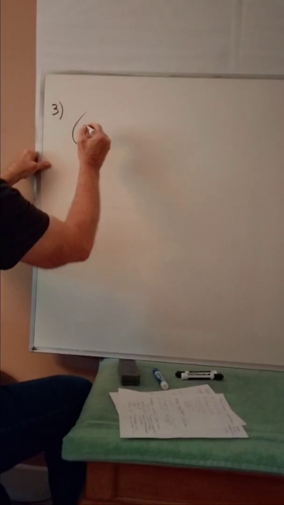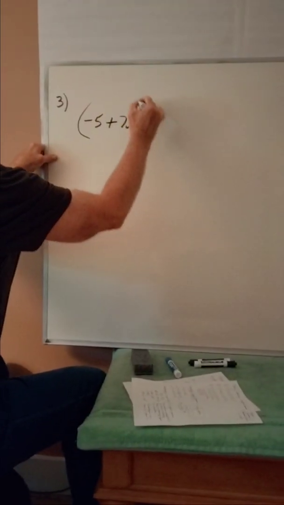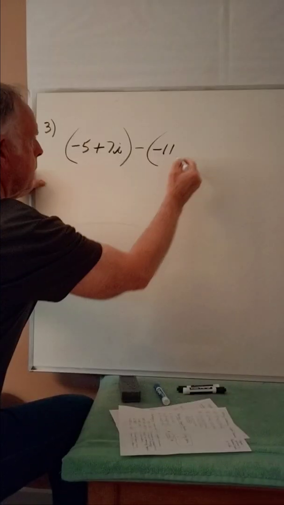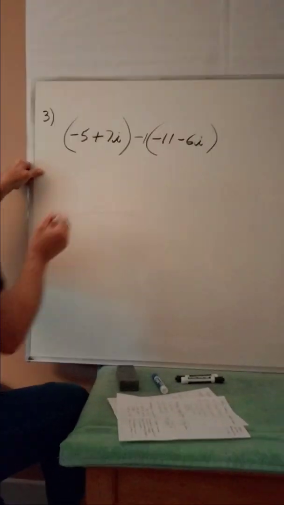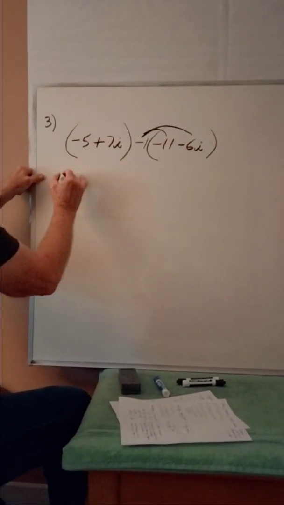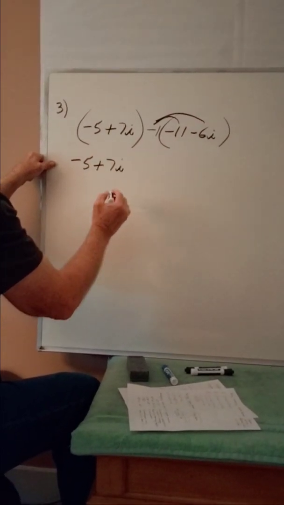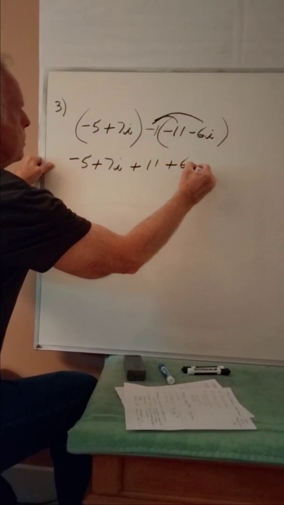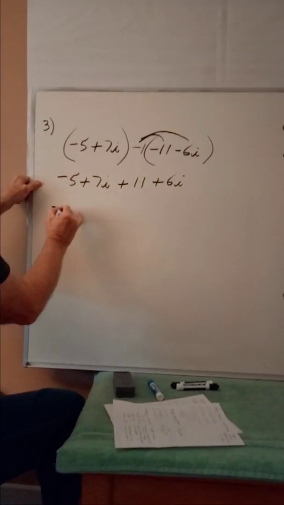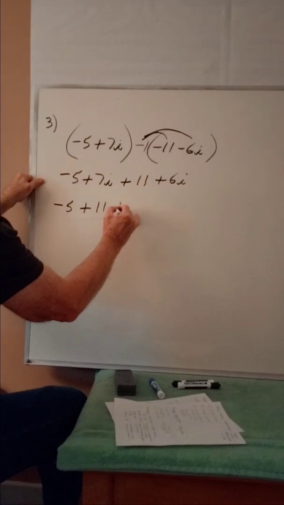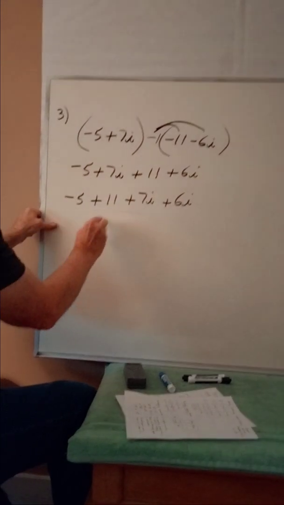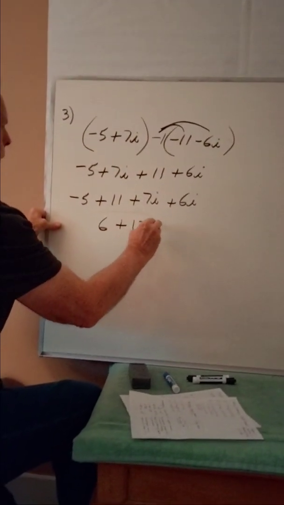The quantity of negative 5 plus 7i minus the quantity of negative 11 minus 6i. It's subtraction. I'm going to insert a negative 1. Negative 5 plus 7i. Negative times negative, positive 11. Negative times negative, positive 6i. Commute. Negative 5 plus 11 plus 7i plus 6i. Negative 5 plus 11 is 6, plus 13i, done.